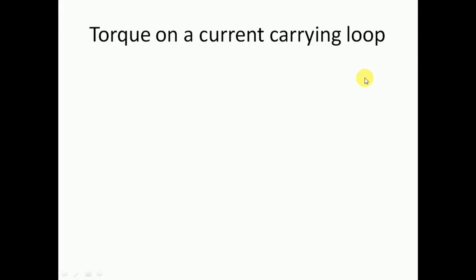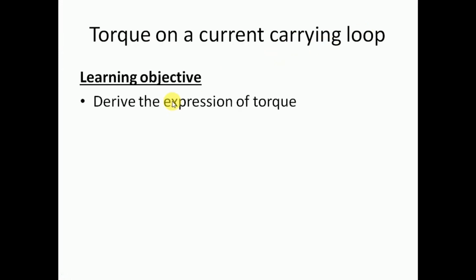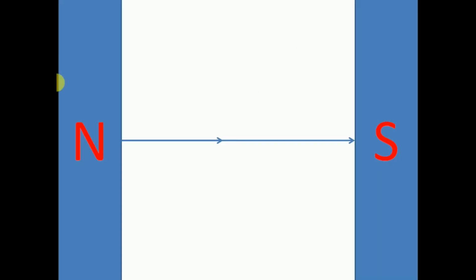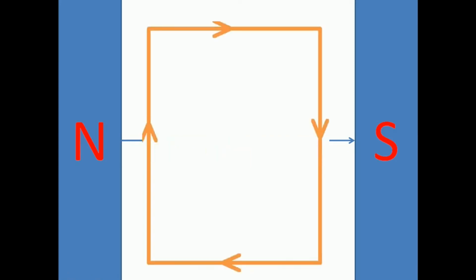Hello everyone, today in this video we are going to talk about the torque on a current carrying loop, and after this video you should be able to derive the expression of the torque. Here I am considering two poles of a magnet, so in between there is a uniform magnetic field. I am keeping a current carrying loop which is carrying the current in clockwise direction.